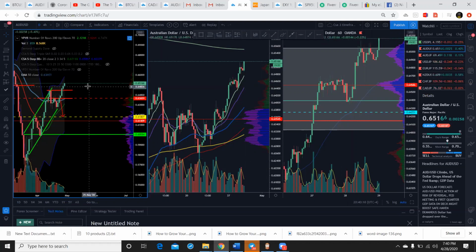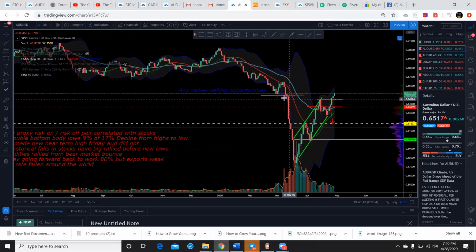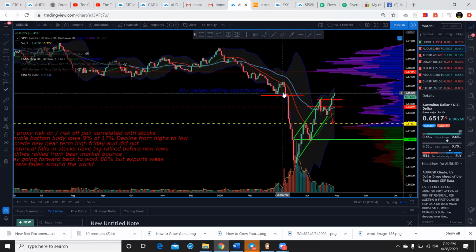So I always work from the higher time frames down. This is going to give me more data as to where the market has been, so I can make a more educated choice. So I'm looking at AUDUSD.